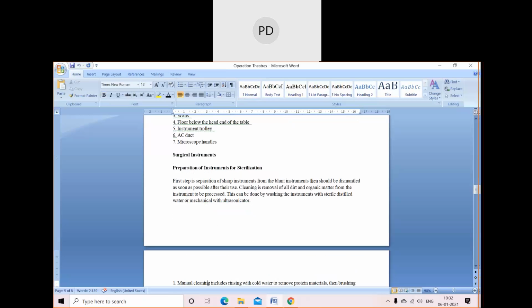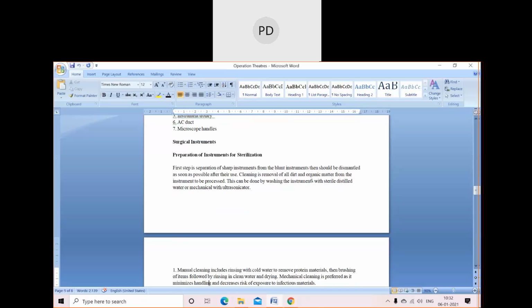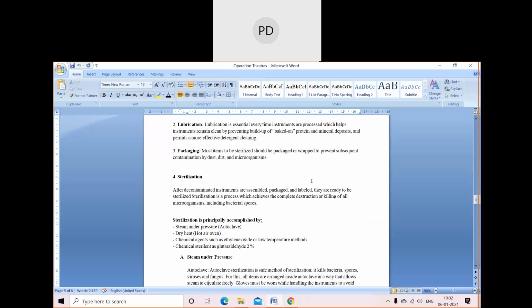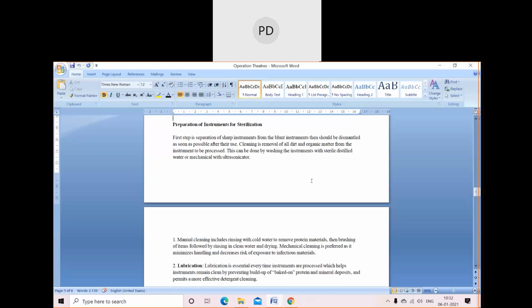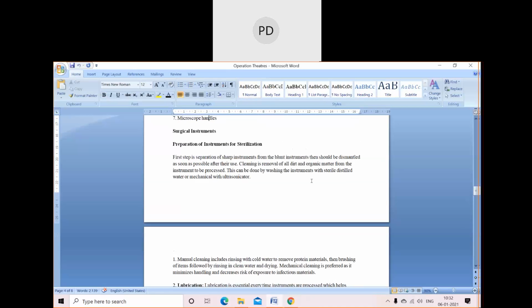For surgical instruments, this whole thing is mostly practiced in CSSD, but we'll also be discussing this in OT because it is important. Preparation of instruments for sterilization: the first step is separation of sharp instruments from the blunt instruments. Then they should be dismantled as soon as possible after their use.